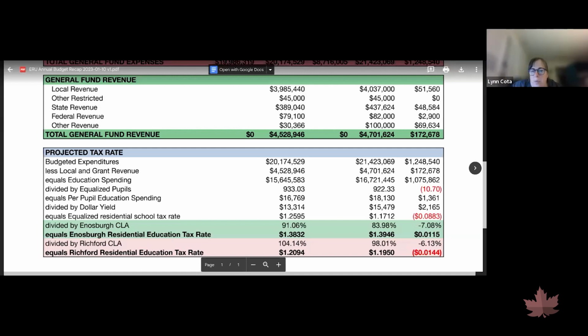Can I just clarify where you're at in your thinking now, how much you're putting towards tax rate and how much towards capital reserve? Yes, so last year, Lynn, that's correct. So it's going to go down. It'll be going down, and it's Richford, State, or Enosburg.